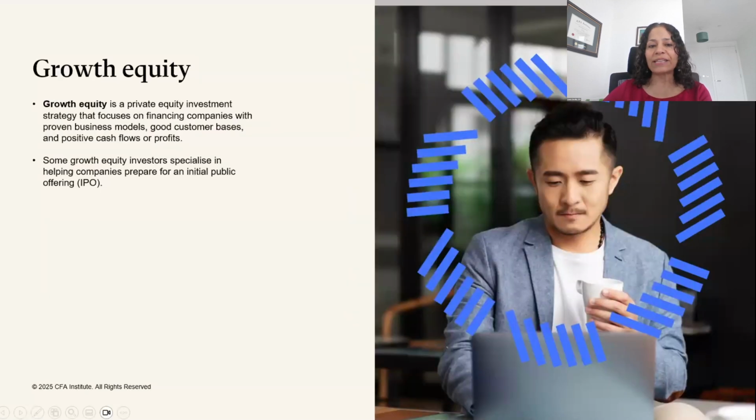Let's look at growth equity now. Growth equity investors provide additional money at a later stage of a company's development. The company has sort of a proven business model. It's got a good customer base. It's got positive cash flows or profits. By providing additional money in return for equity in the company, growth equity investors help these companies expand and become more established.